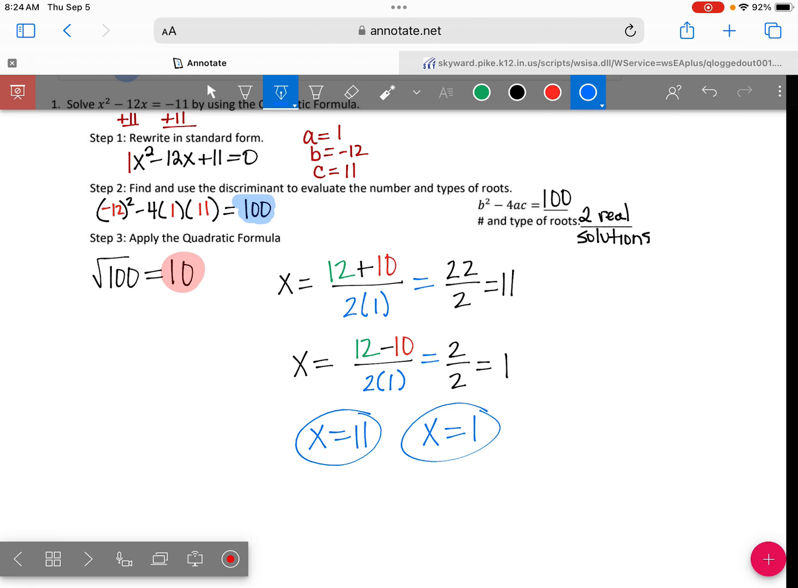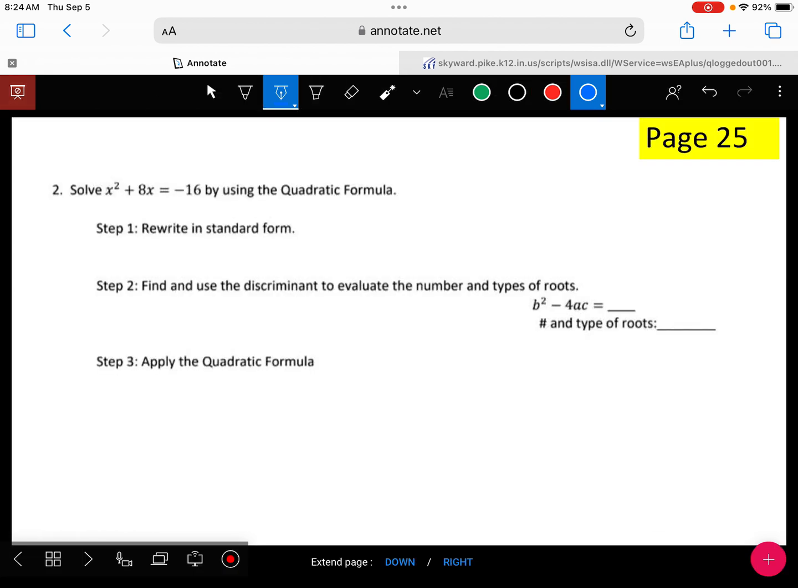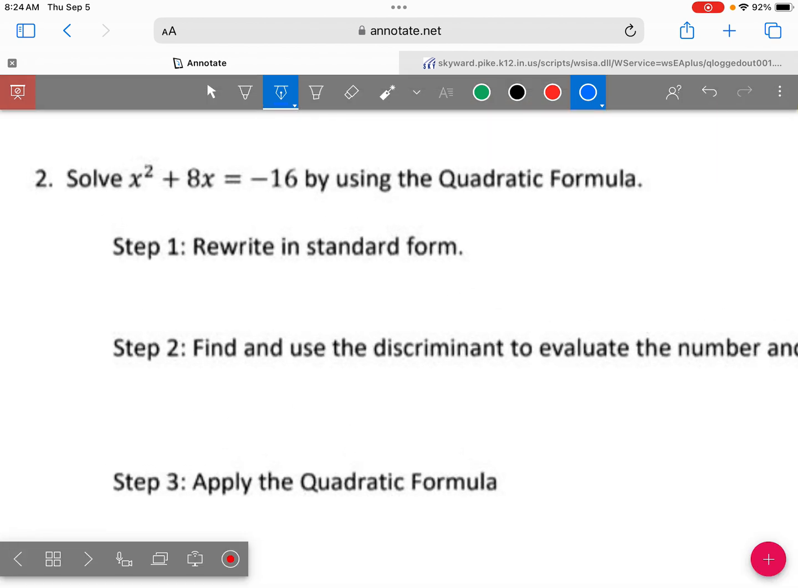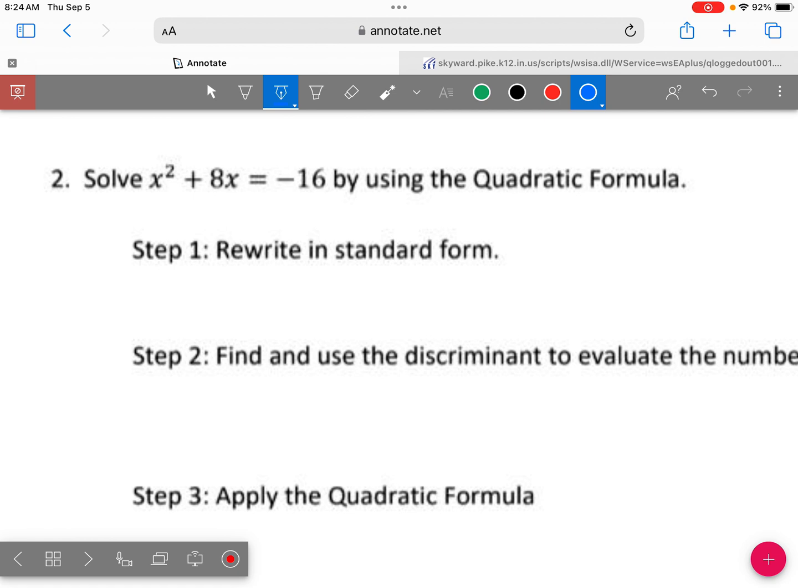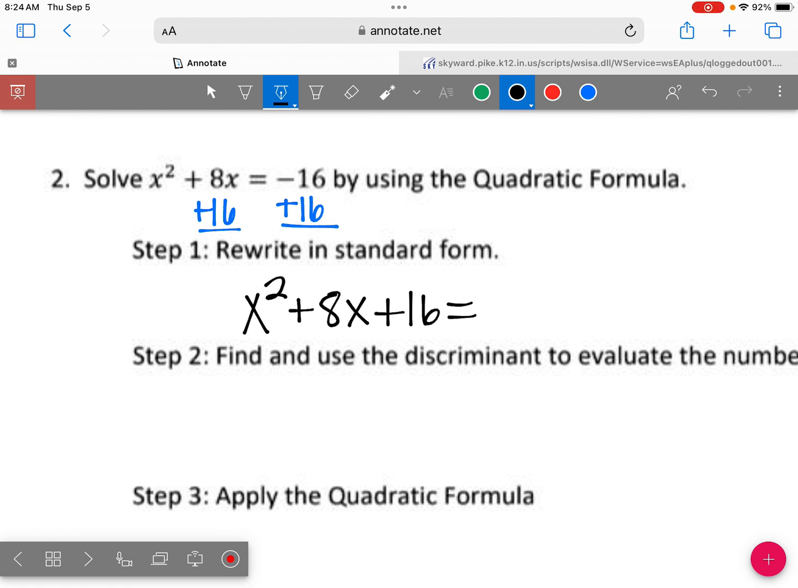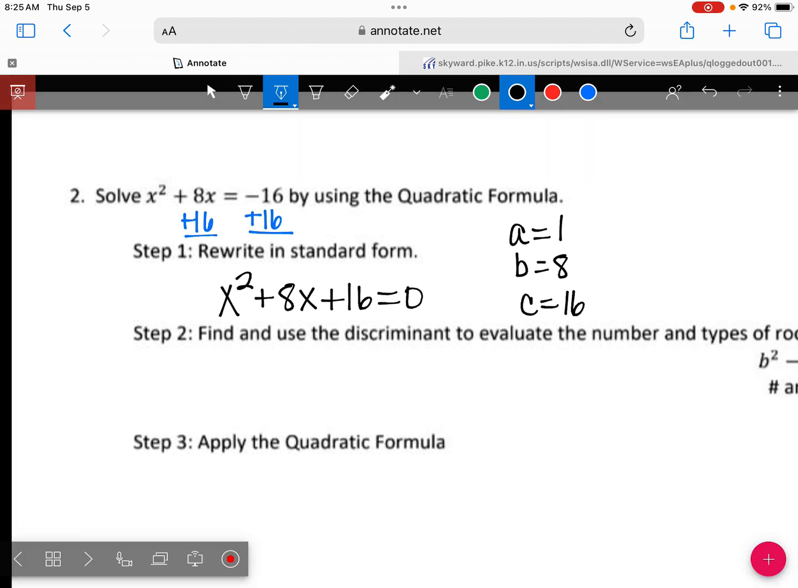All right, let's go ahead and do number 2. First step, make sure we put it in standard form. So that means I need to add that 16 to both sides. So that means I have x squared plus 8x plus 16 equals 0. A is 1, B is 8, and C is 16.